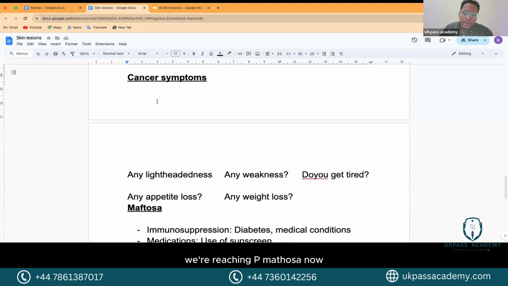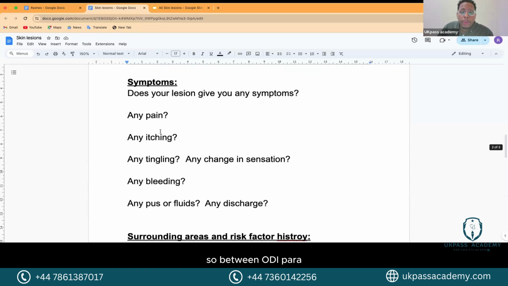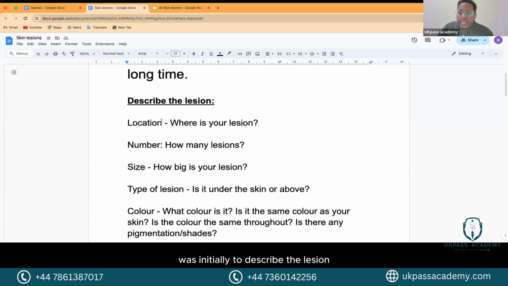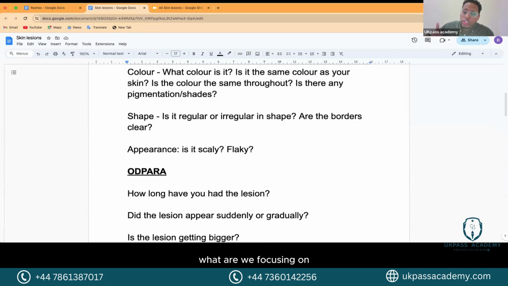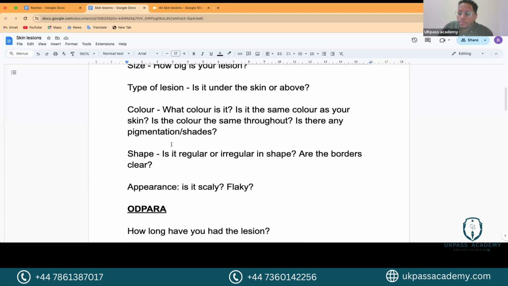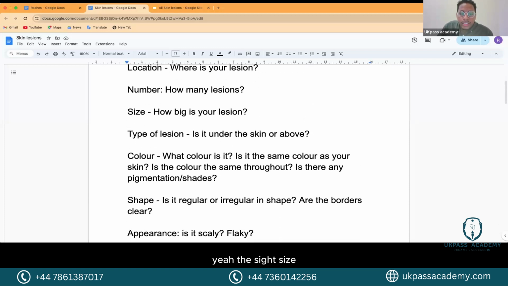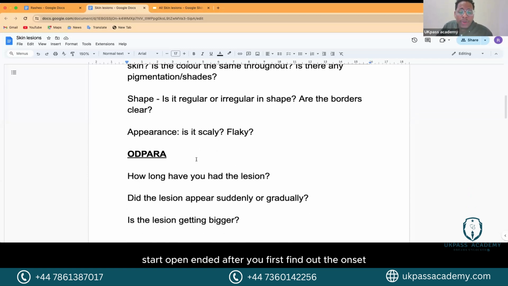We're reaching the next part now. So between the two, the first was to describe the lesion. When you get the initial description, what are we focusing on? The size, the site, the number, the color, and the shape. Yeah? The site, size, the number, the color, and the shape. And the type is also important, but generally, even if you look at the picture, you can get it. Manage your time. Start open-ended.